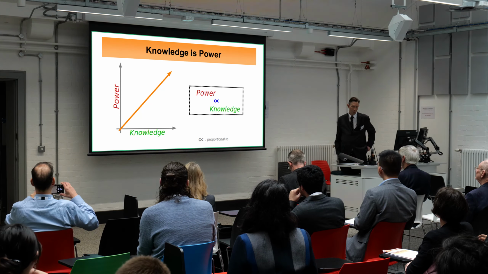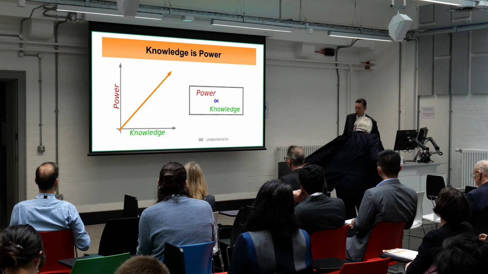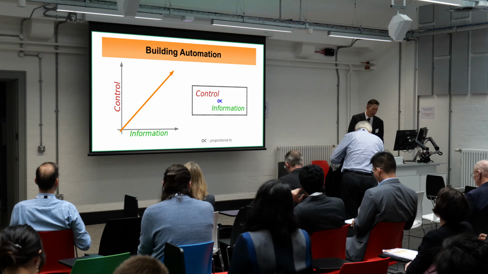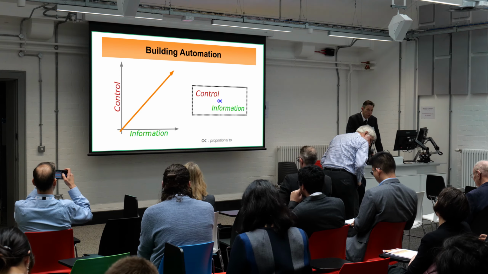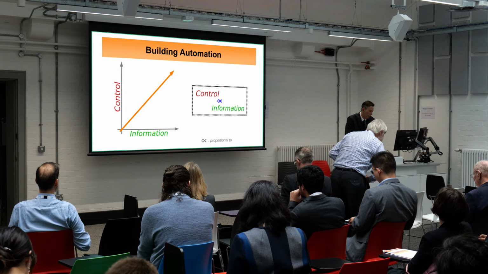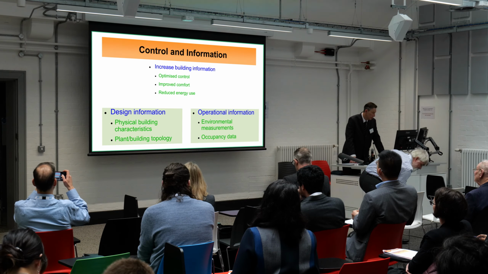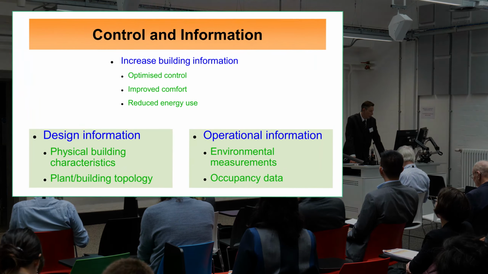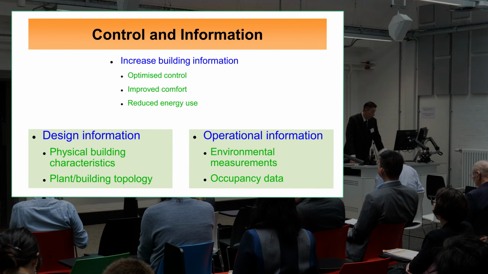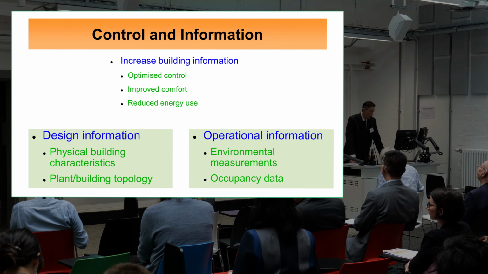Knowledge is power, or slightly more mathematically, power is proportional to knowledge. In terms of control, the precision with which we can control a system is roughly proportional to the amount of information we have about the system. In terms of building automation, the more information we have about a building, the more precisely we can control it, the more efficiently we can maintain comfort conditions and reduce the amount of energy required to achieve that.